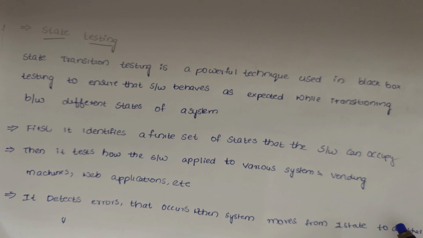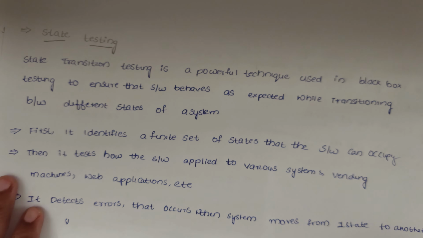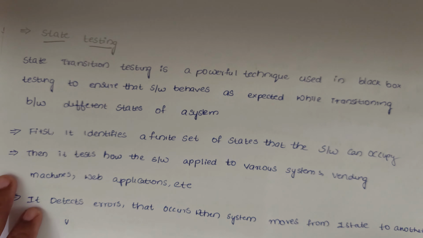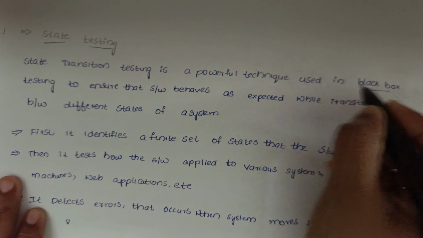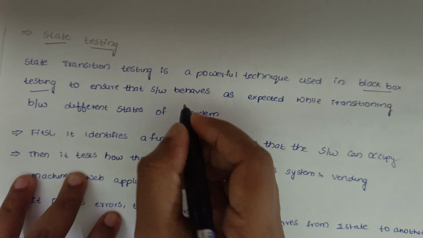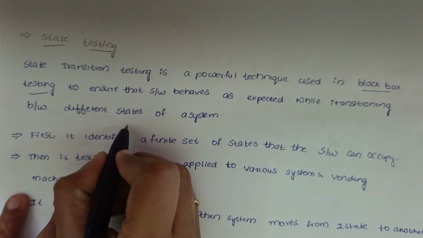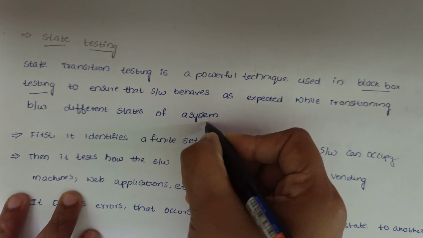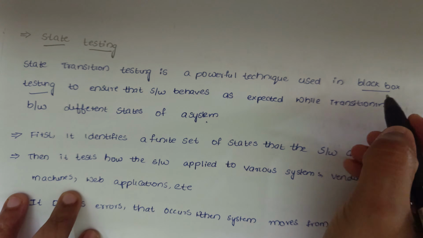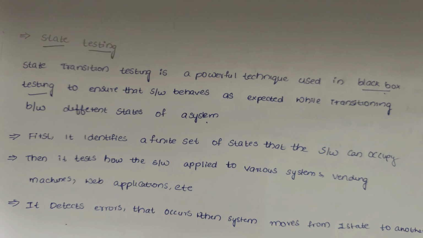In today's video, we are going to discuss state testing. Here, state transition testing is a powerful technique used in black box testing to ensure that the software behaves as expected while transitioning between different states of a system.